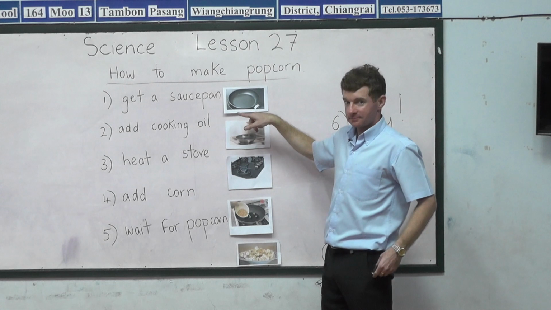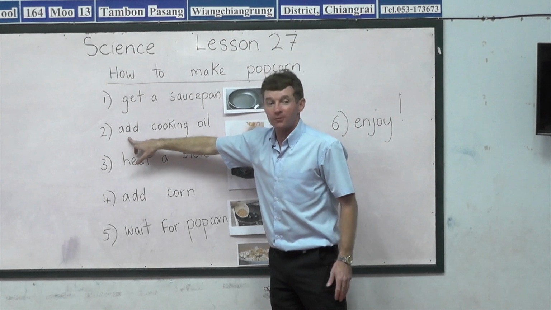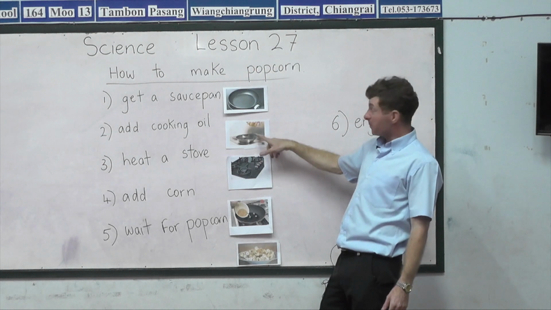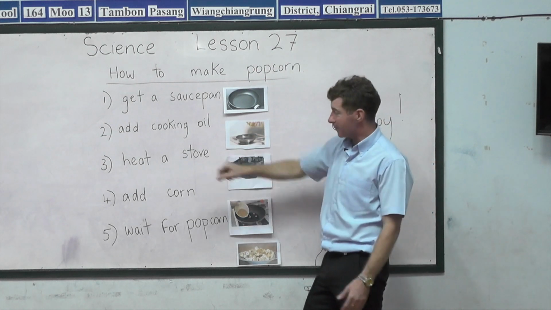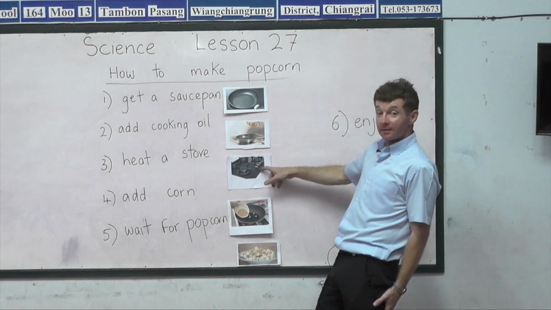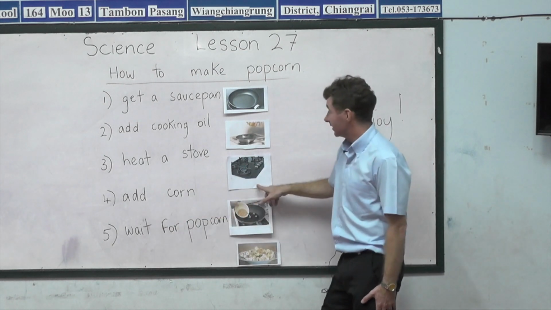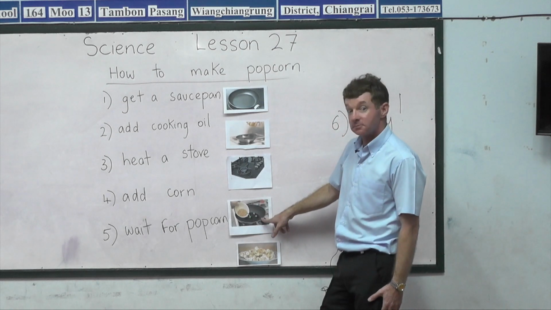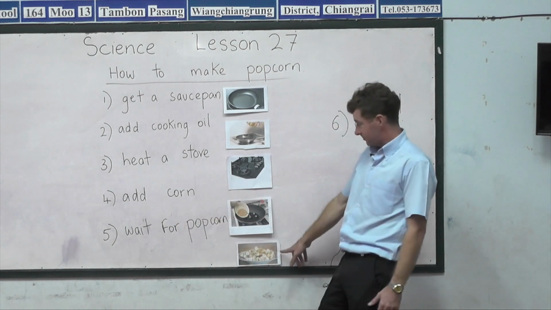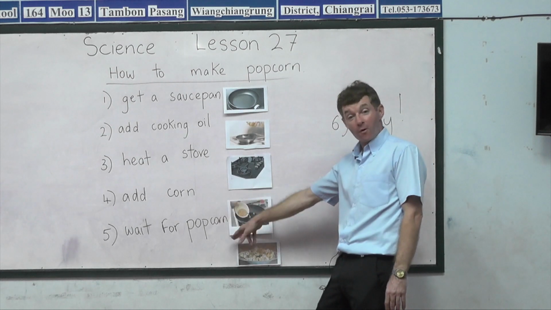So number one, get a saucepan. Remember the picture, okay? Step number two, add cooking oil. Remember the picture, cooking oil. Step number three, heat a stove. Stove. Step number four, add corn. Not popcorn yet, it's only corn. And step number five, wait to pop, or wait for popcorn.